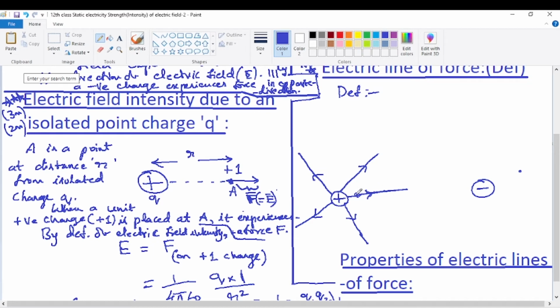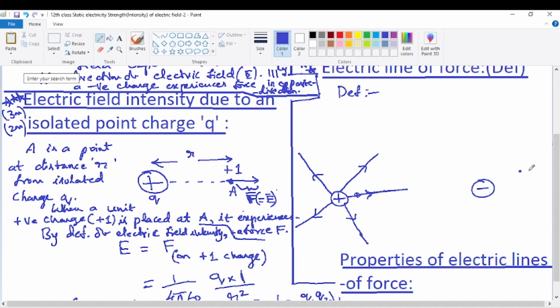The line along which a free positive charge placed at a point in an electric field moves is called an electric line of force. See the definition: that line along which the free positive charge moves itself is called an electric line of force. The direction in which it moves is called the direction of the electric line of force. So now we are considering the electric field produced by a negative charge.